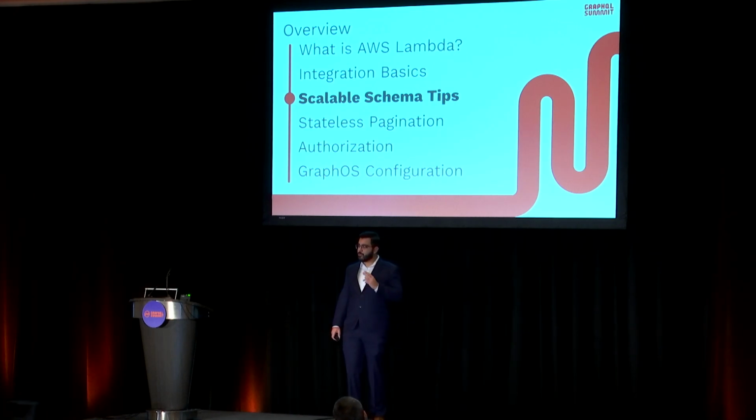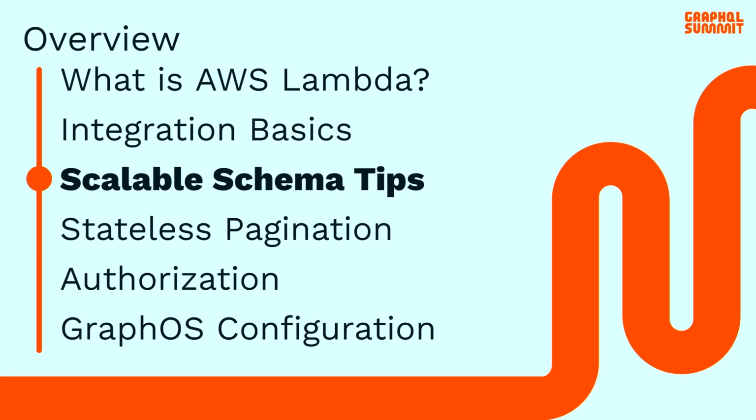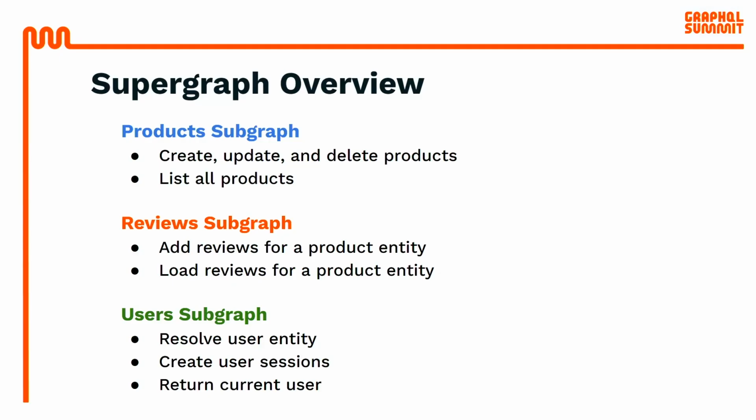So let's now talk about three scalable schema tips to make sure that you're building schemas that are ready to be iterated on and deployed. For all of these demonstrations, I'll be using the very basic three subgraph demo, the e-commerce demo. In this case, we'll have a product subgraph where we'll have the ability to create, update, and delete products, as well as list all the products. The reviews subgraph will be able to add and load reviews given a particular product. And finally, the user subgraph will be able to resolve users, create user sessions, and return the current user.